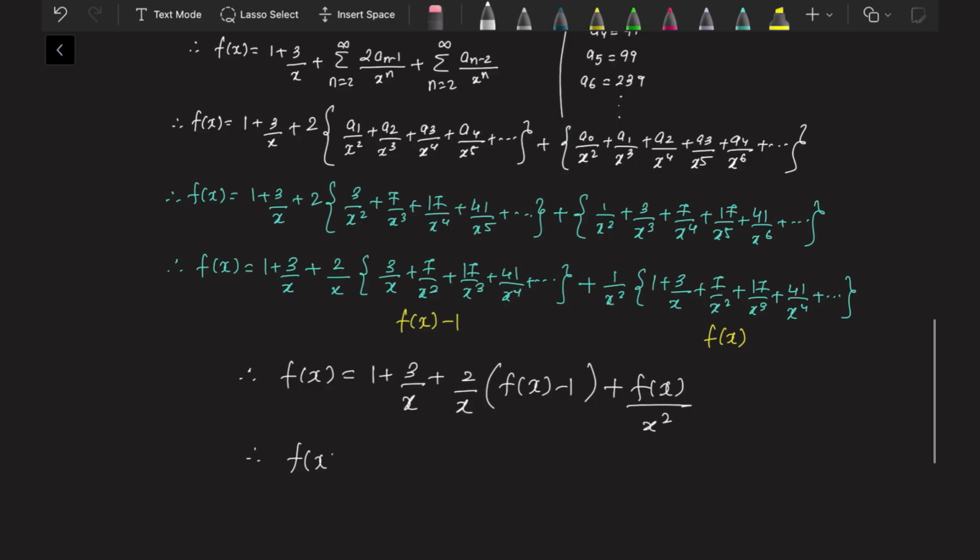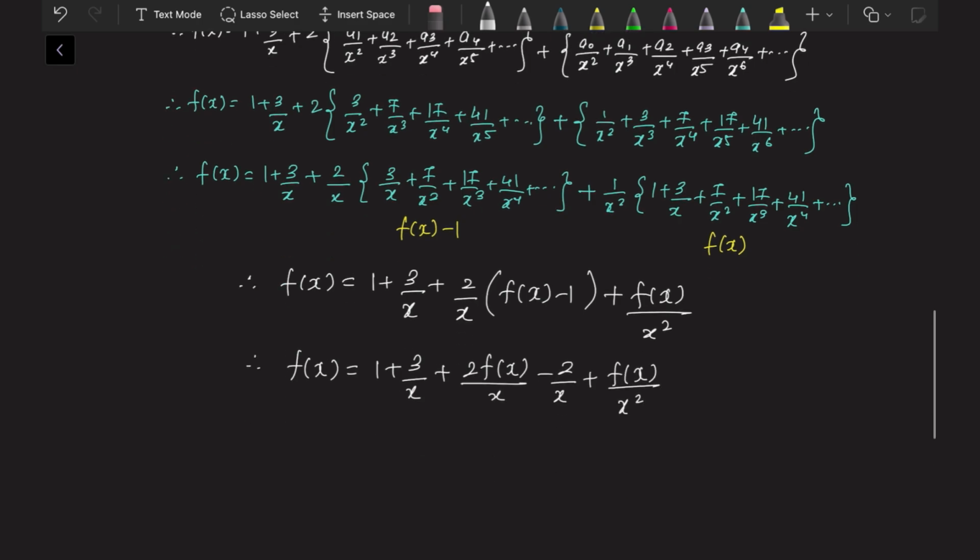Now let us just solve this. So f of x would be equal to 1 plus 3 upon x plus 2 times f of x upon x minus 2 upon x plus f of x upon x square. Now let's solve this further. First of all, 1 as it is, the 3 upon x and minus 2 upon x means 1 upon x, then plus 2 f of x upon x, and finally plus f of x upon x square.